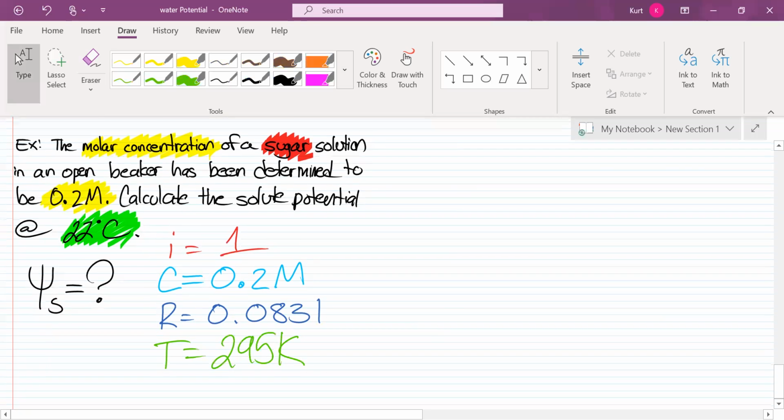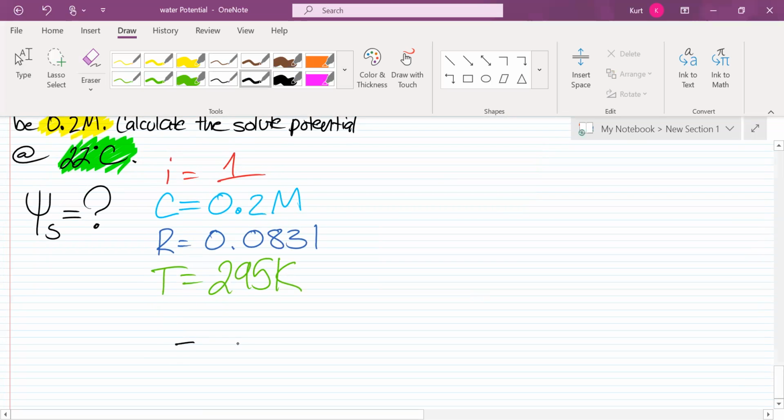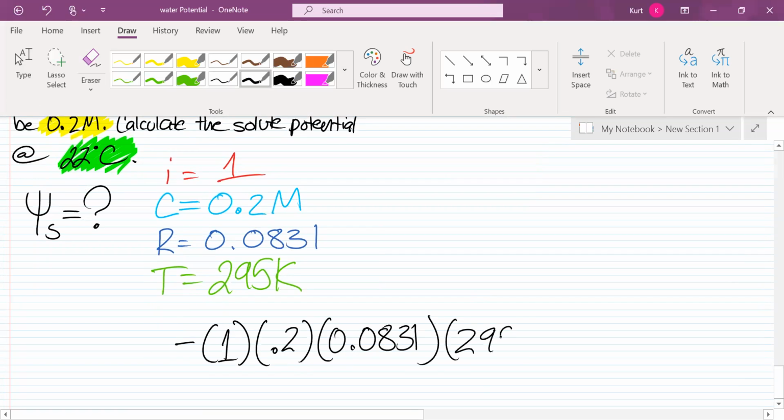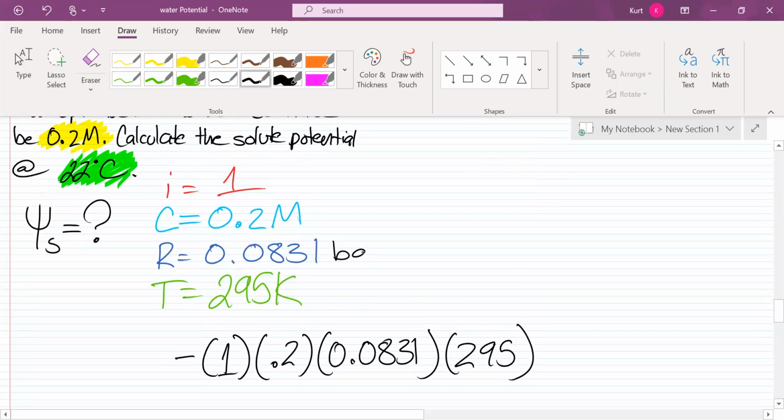Okay, so all you have to do is just plug them in. Don't forget the negative. A lot of people forget the negative. Get your calculator out. Negative 1 times 0.2 times 0.0831 times 295. Your answer is going to be in bars, because technically, here's how this looks. Bars times liters, moles times Kelvin. Because you're doing molarity, liters and moles cancel out. Because you're doing temperature, Kelvin cancels out. So all that's left is bars.